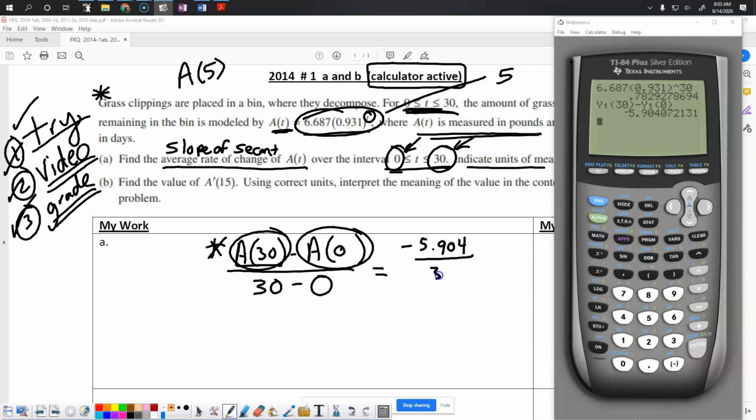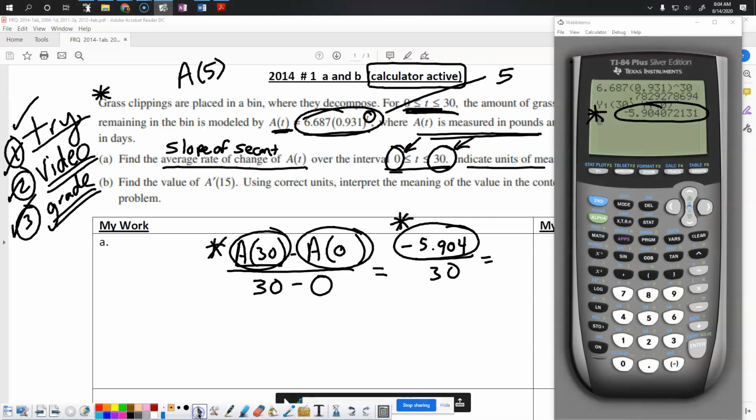And on the bottom, 30 minus 0 is 30, right? So now I just need to divide this answer by 30. Now, on my paper, I wrote this, right? But on my screen, I have this. Don't lose that number. We want to keep that. This is okay to write, but at this point, you wouldn't want to stop and clear your calculator and type negative 5.904 because this is more precise. And every time you round, you lose accuracy. Okay? So what we're going to do now is we're just going to push, since my answer is still there, we're going to push divided by 30 and equals.